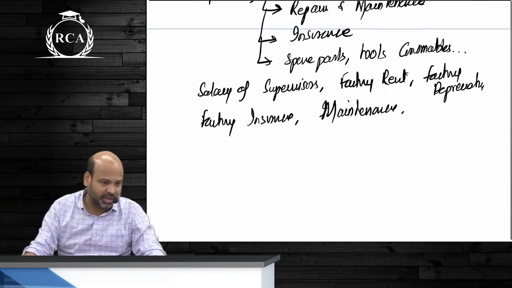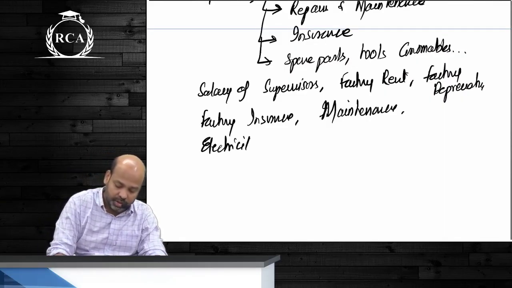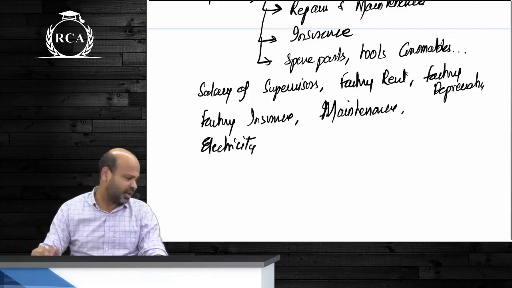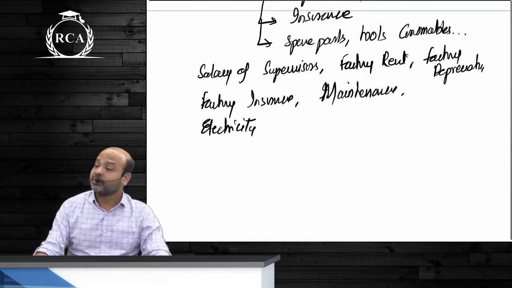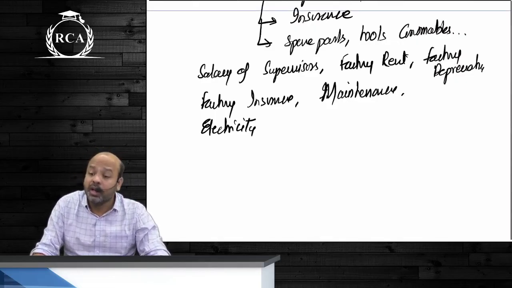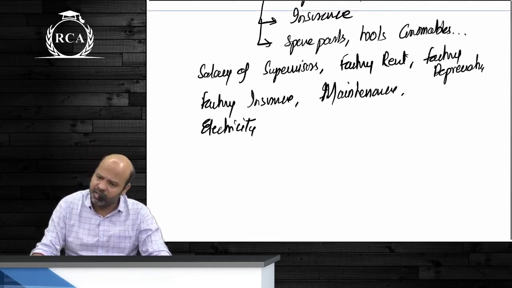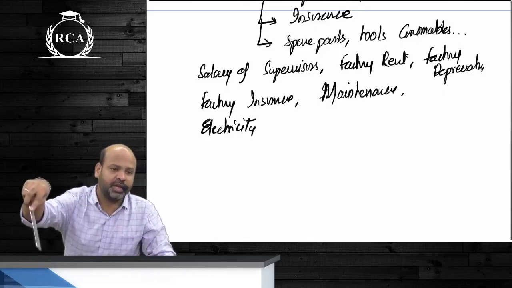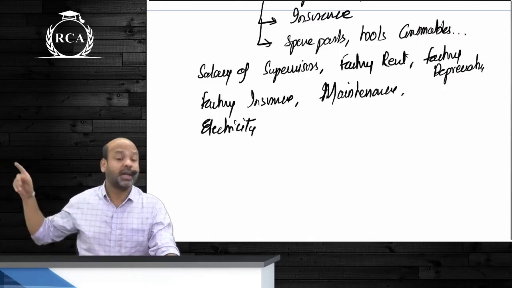Any other examples, guys? Electricity as such will form part of your overheads. We will just stick to electricity, guys. We are not going to write other expenses now. Freight, whose freight? If freight is in relation to material, guys, will you include it as a manufacturing overhead or will you include it in the cost of raw material? Cost of raw material.